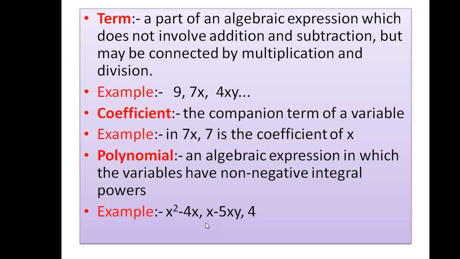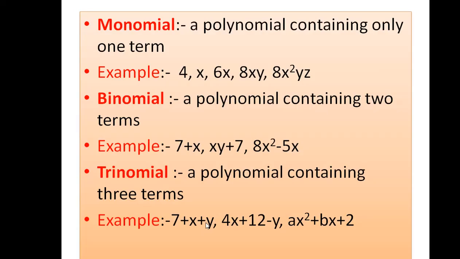The next example we can see: x minus 5xy. We don't have any negative power, so this is also a polynomial. Only constant 4 is given. That means x is having power 0. Any variable we can keep, 4x or 4y, anything which has a power of 0. Anything to the power 0 we can take as 1. That's why the variable is not there, only the constant is there. So this also comes under polynomial.